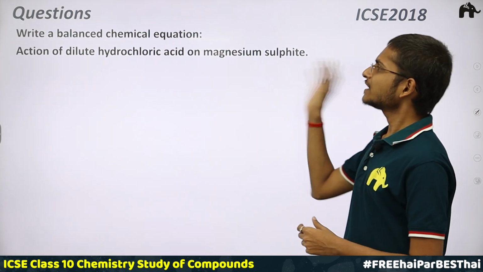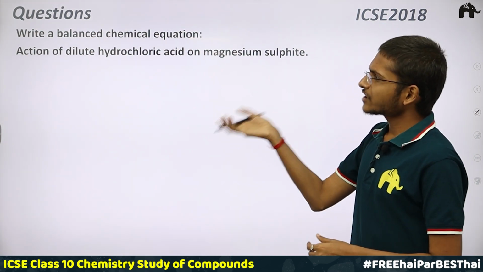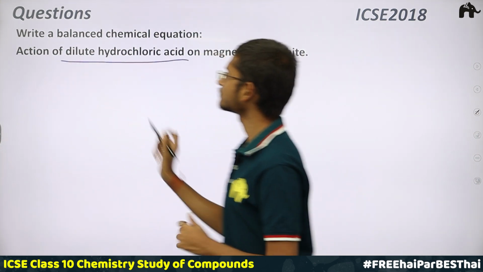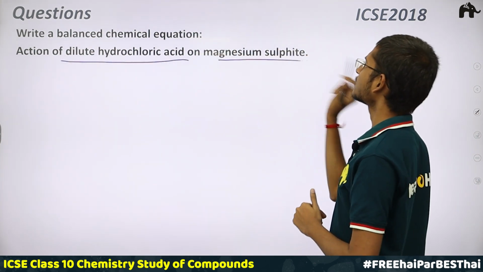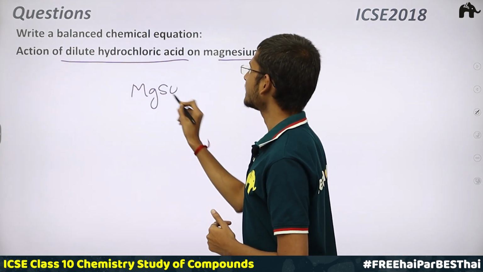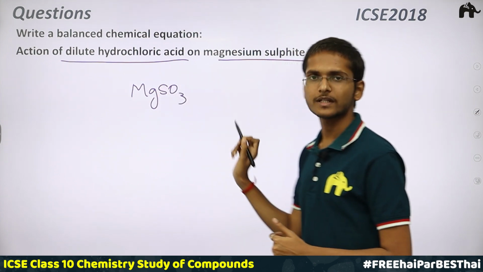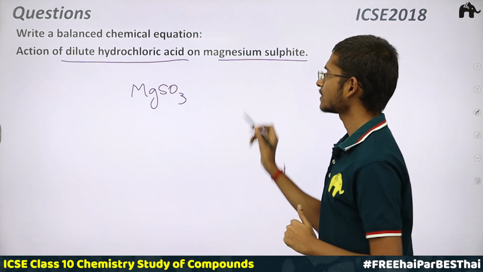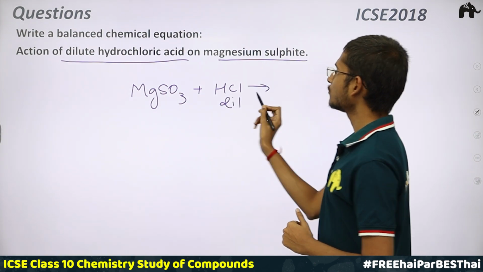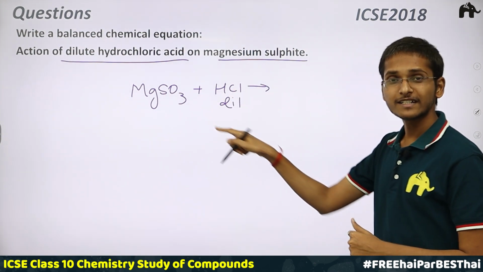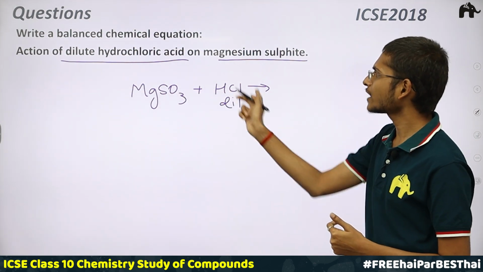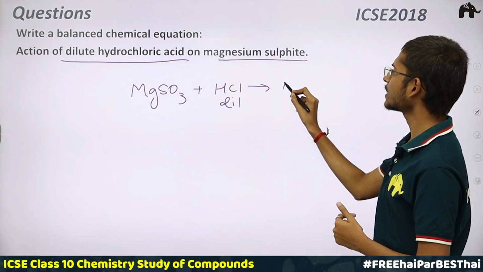Write a balanced chemical equation for the action of dilute hydrochloric acid on magnesium sulfite. Magnesium sulfite, SO3 2 minus, Mg 2 plus. 2 plus, 2 minus, that's balanced. Action of dilute hydrochloric acid: we know what happens when it reacts with sulfites. It gives us the metallic chloride, so here it is magnesium. So magnesium chloride would be formed.